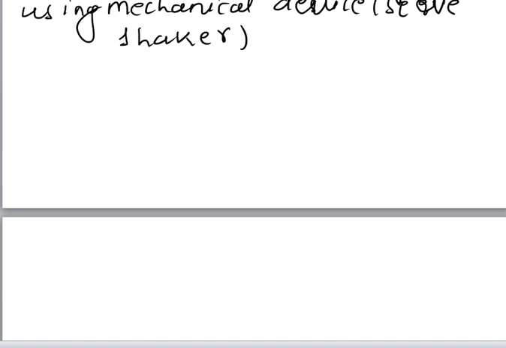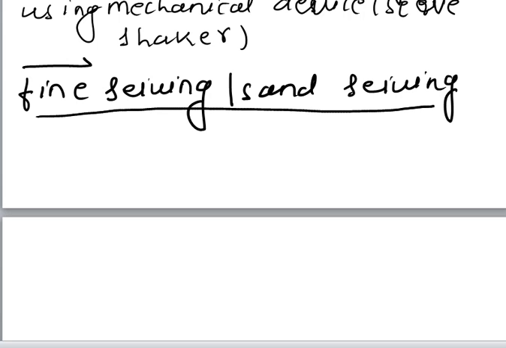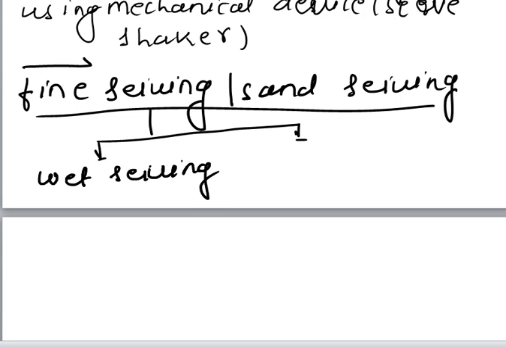As we have completed the coarse sieving, now for fine sieving. I am writing fine sieving, or sand sieving, because fine sieving is conducted for sand. And as I have said, this is of two types: wet sieving and dry sieving.